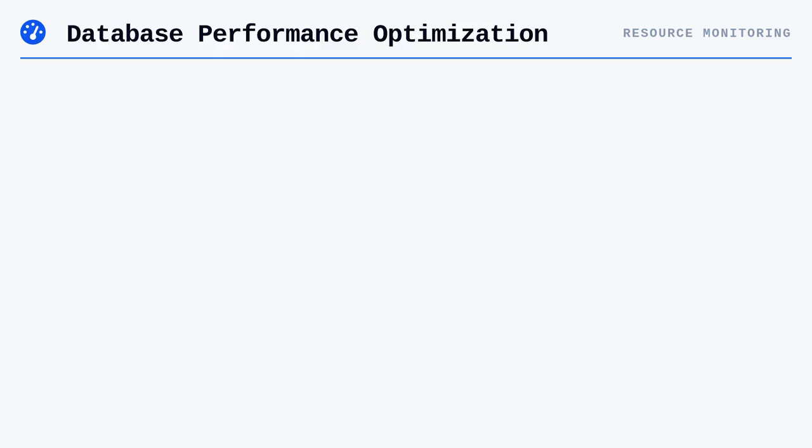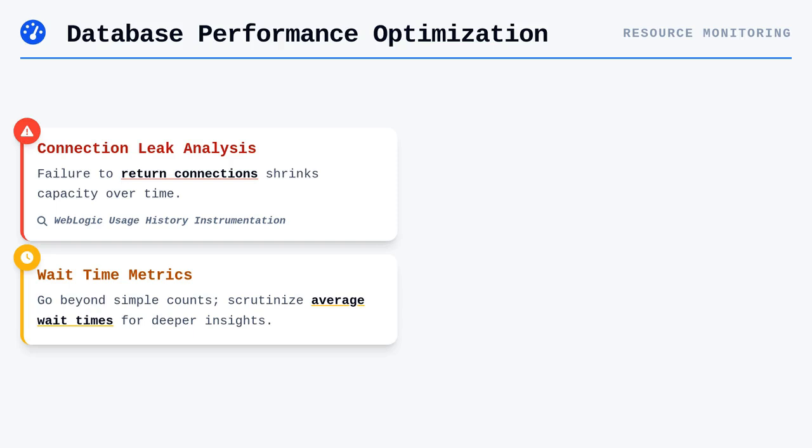Beyond simple connection counts, we must scrutinize deeper performance indicators like the average wait time and the connection pool leak incidence. A connection leak occurs when an application retrieves a connection from the pool but fails to return it explicitly through a close operation, effectively shrinking the available capacity over time. WebLogic provides instrumentation to track these leaks by monitoring the usage history of connections checked out from the pool.